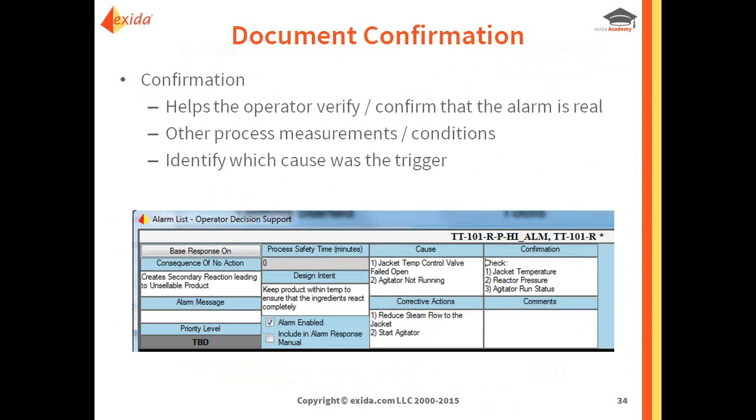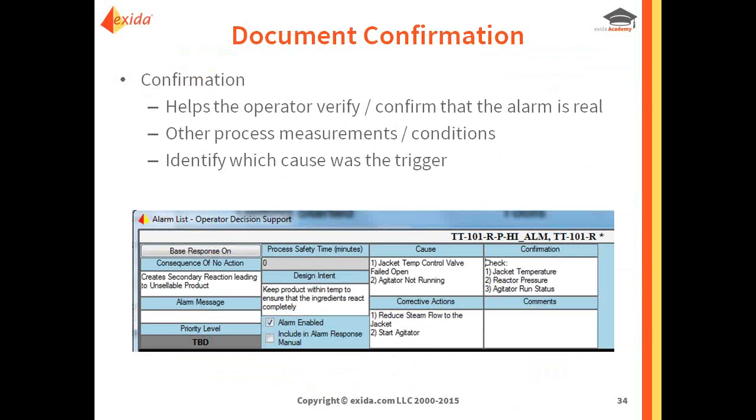So confirmation can be used for a couple of different things. It can be used to document what other variables or values within the system the operator can look at to confirm that the alarm is real. In some scenarios, the corrective action may be worse than the consequence. If you need to shut down the plant, hit the emergency shutdown button, operators may be hesitant to do that. So providing them with information to confirm that the alarm is real and they do in fact need to take that corrective action can be very beneficial.